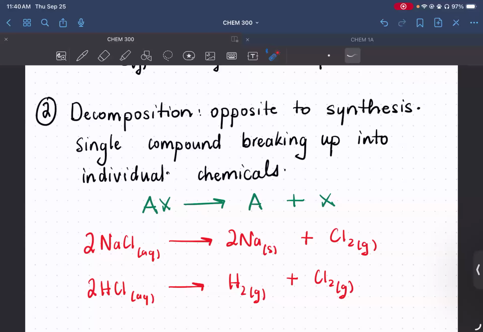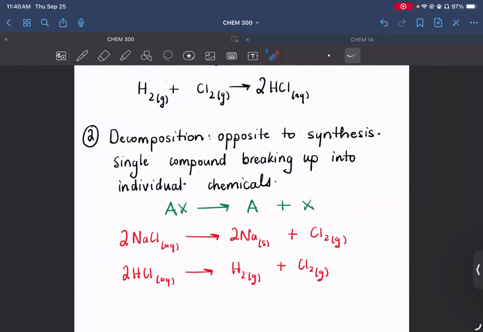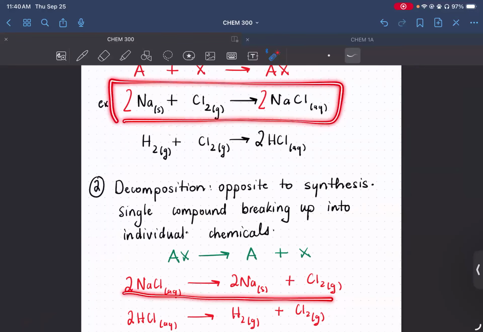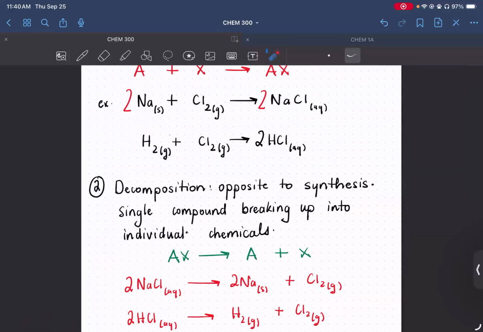Since we've already described this as the exact opposite to synthesis, we can do a couple examples right down here, where if I zoom out, you'll notice that it's just the opposite direction of the synthesis reaction previously seen.